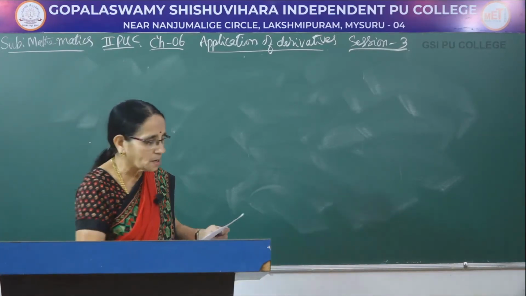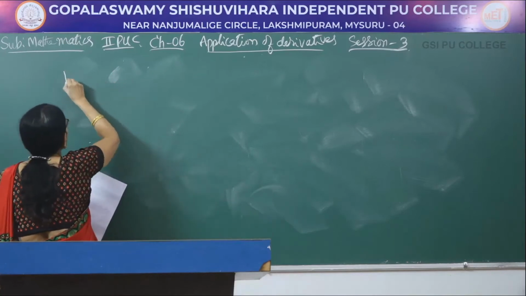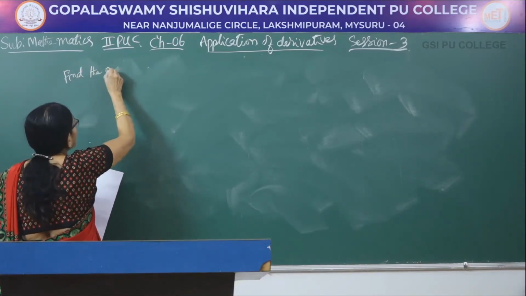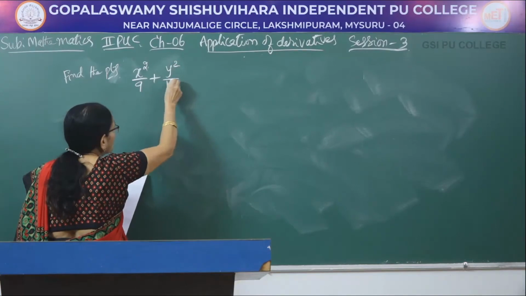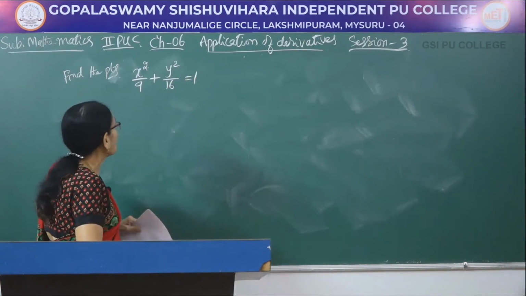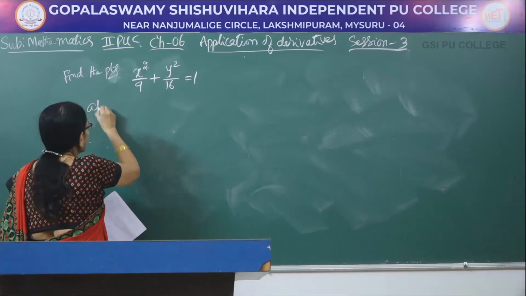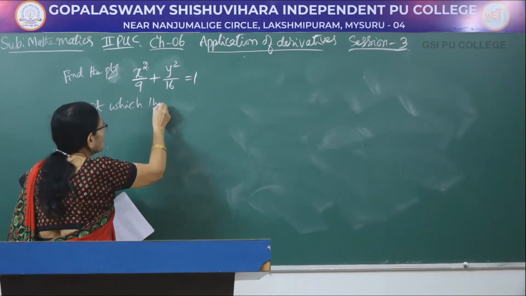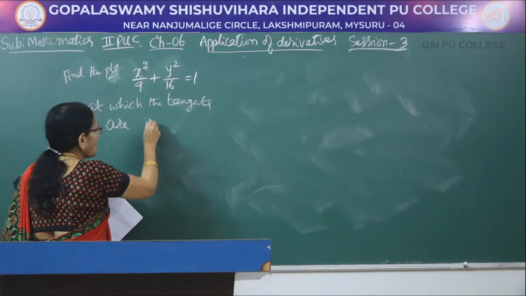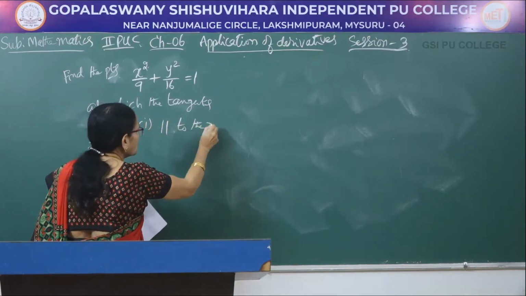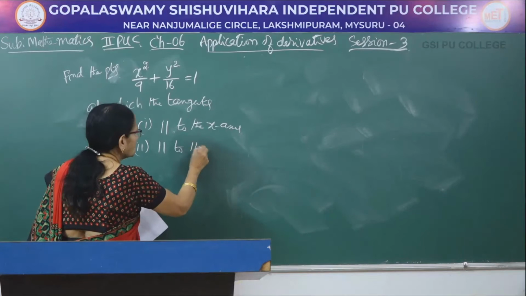Now find the points on the curve x square by 9 plus y square by 16 is equal to 1, at which the tangents are, first one, parallel to the x-axis, second one, parallel to the y-axis.